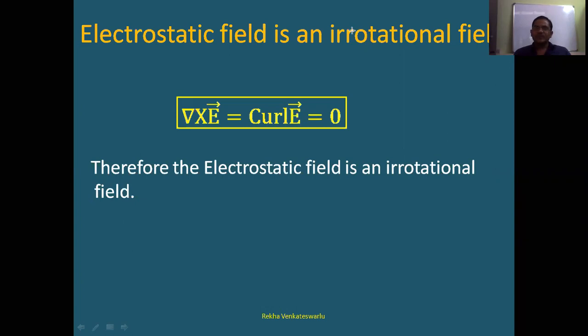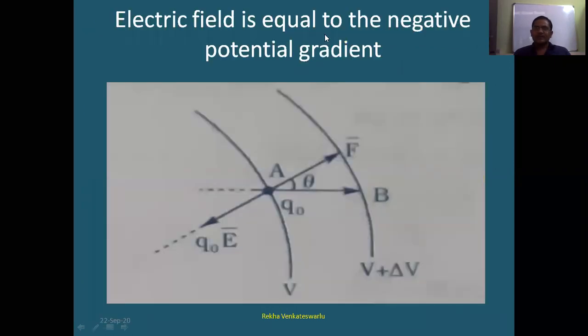Now, the next concept is that the electric field is equal to the negative potential gradient. It is also one of the characteristics. Any conservative field can be expressed as the gradient of some scalar potential. In the case of the electrostatic field, E bar equals minus grad V, where V is the electric potential, which is a scalar. Therefore, the electric field is equal to the negative potential gradient. We have to prove this.